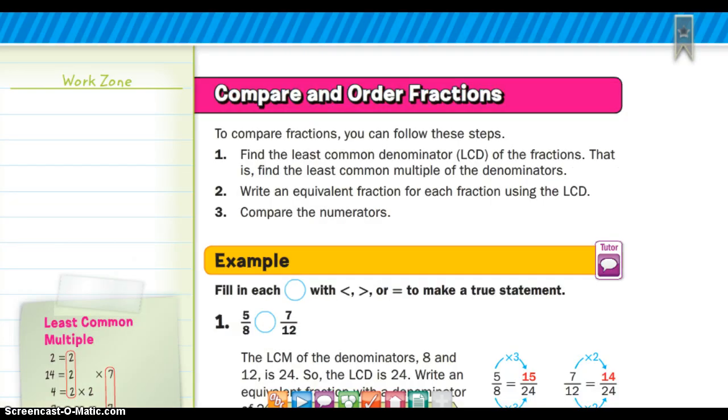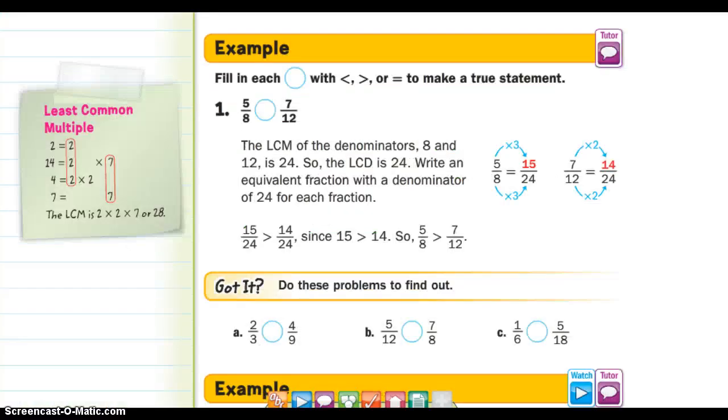Alright, when comparing and ordering fractions, the most important thing is coming up with a common denominator. Once you have a common denominator, then you can compare the numerators. Let's look at the first example. So in example number 1, we're comparing 5/8 to 7/12. So the first thing that we have to do is come up with a common denominator. The common denominator of 8 and 12 is 24.